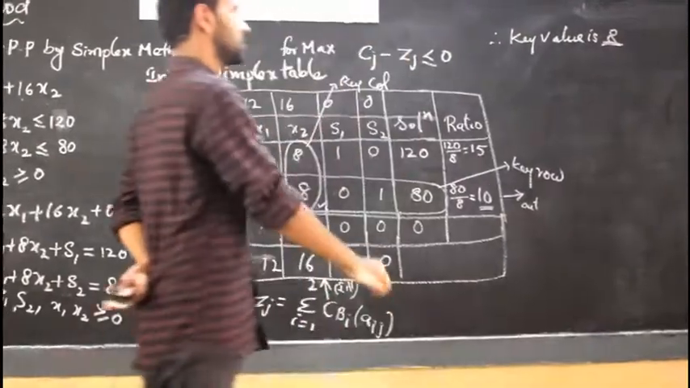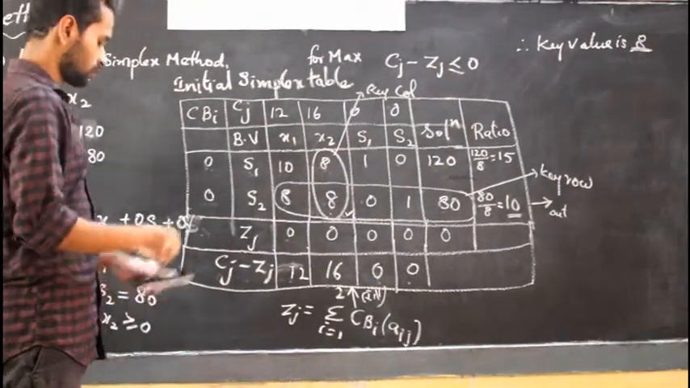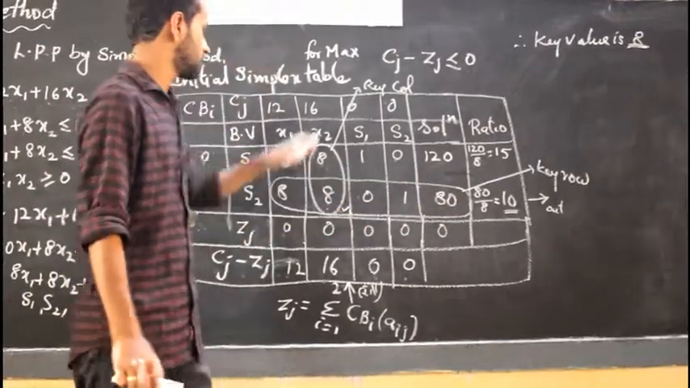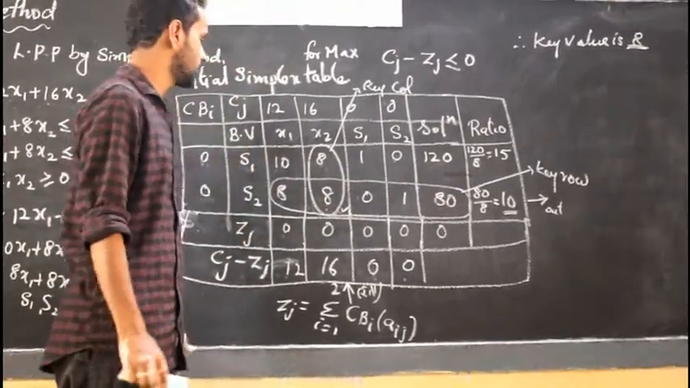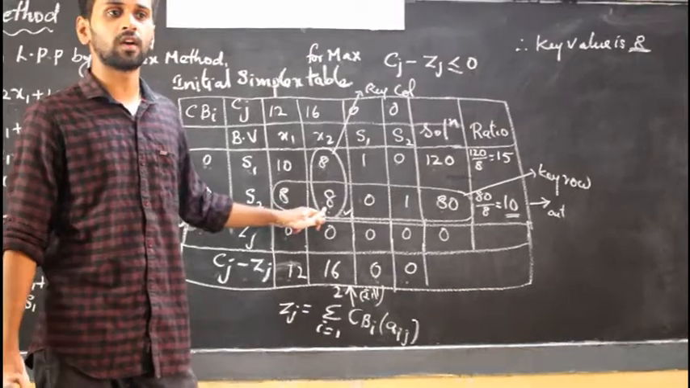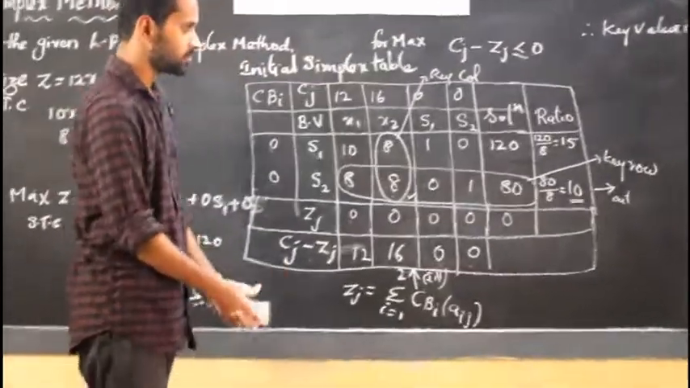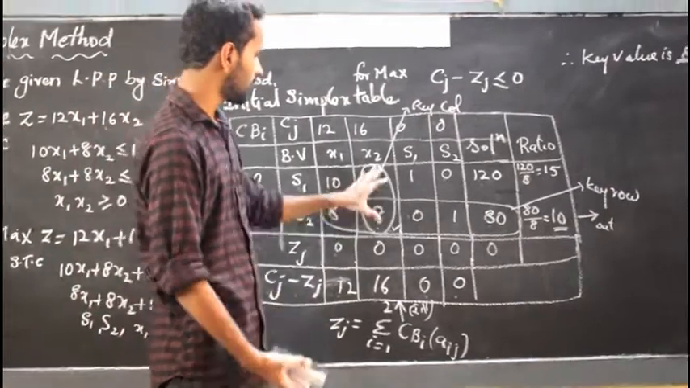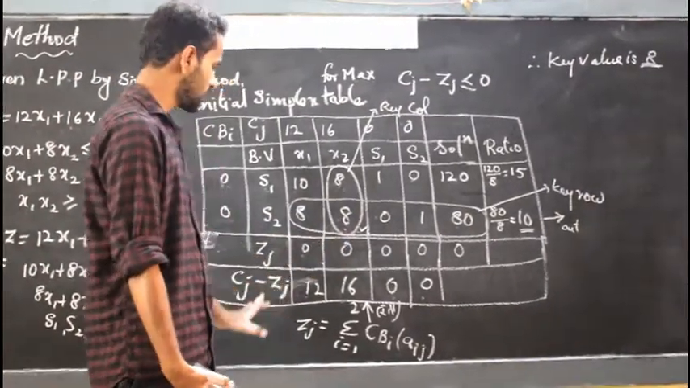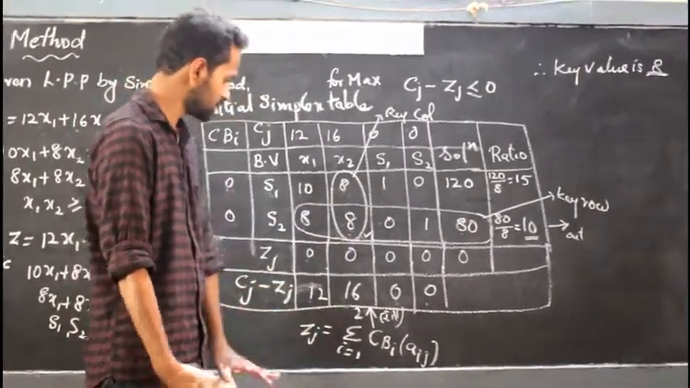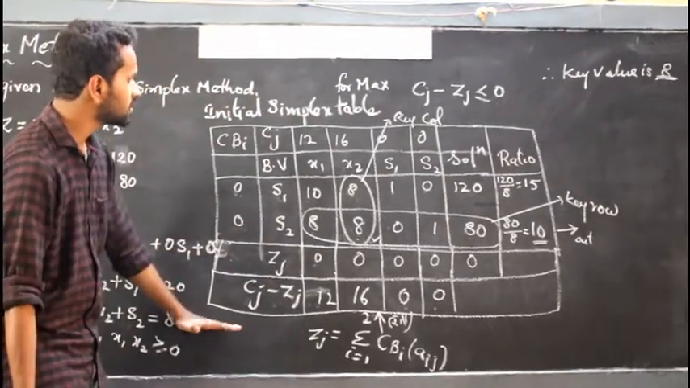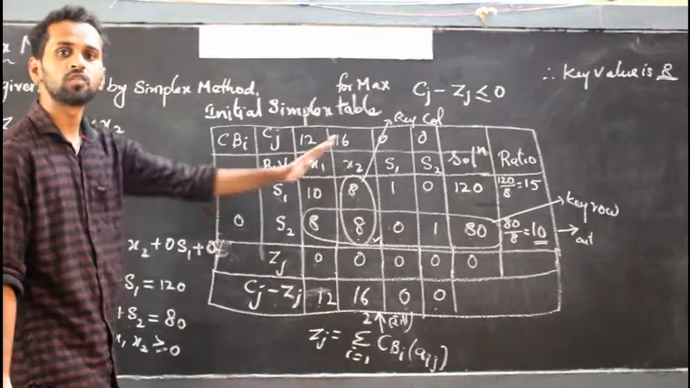Is it clear? So that's what I need to understand first. What I have found here: this is called a key row, this is called a key column, and this is called a key value. Now once you have found the key row, key column and key value, we have checked that Cj minus Zj, nothing worked out for us, no optimization found. Now this initial table is over, and I need to go for iteration 1.